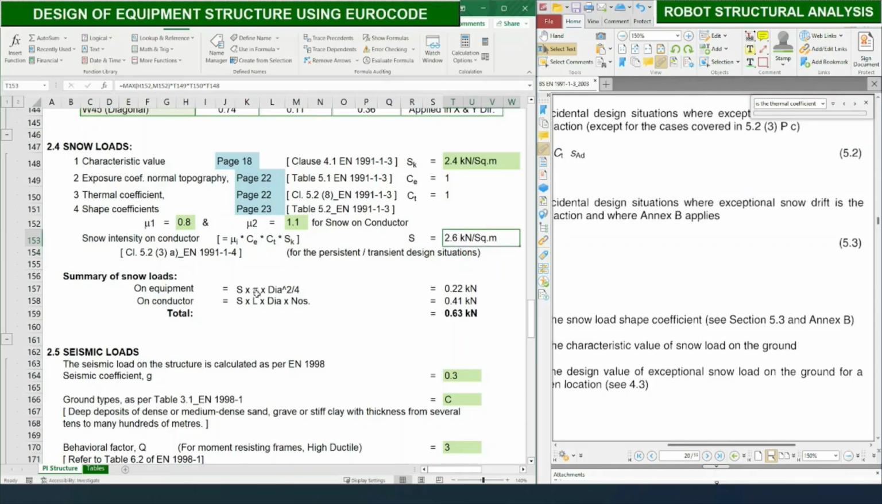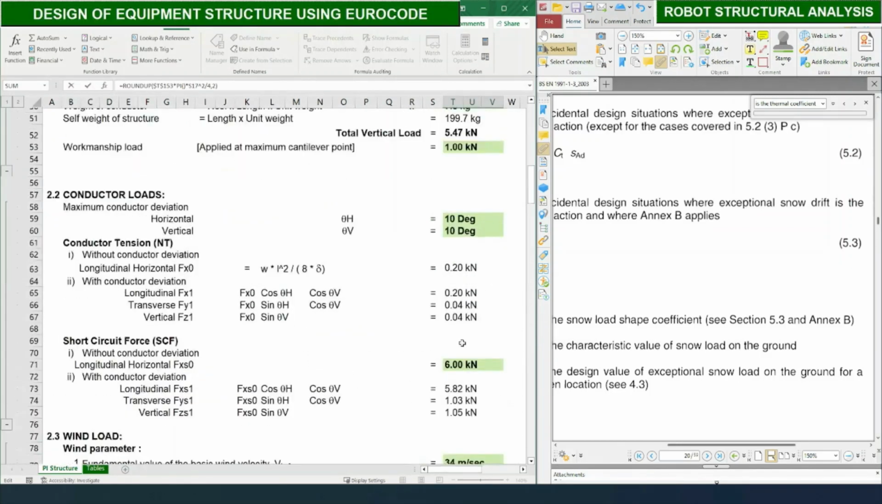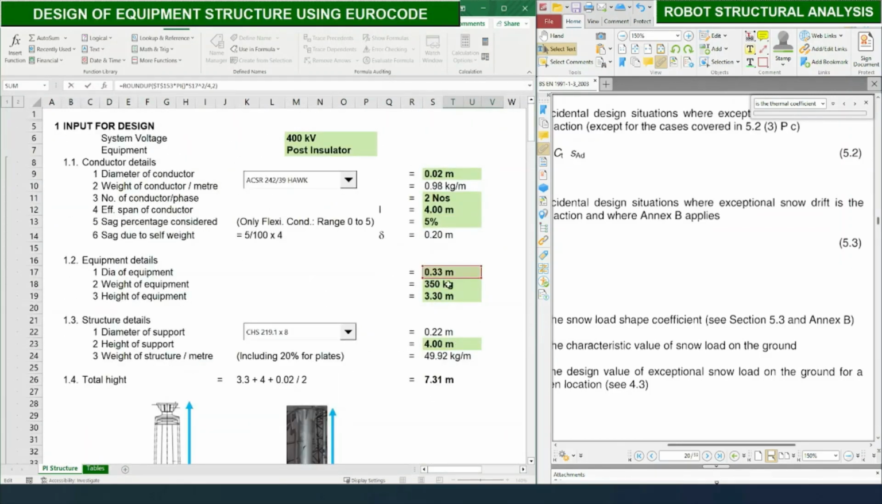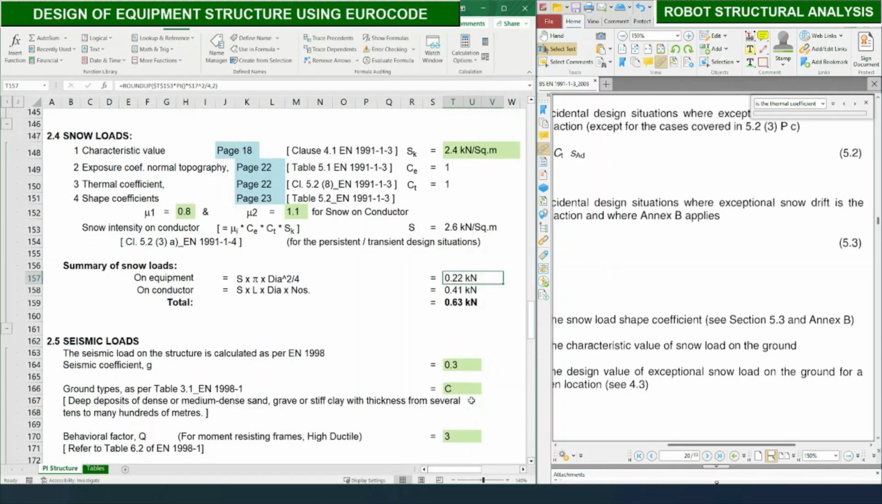Now this snow intensity we are going to apply on the equipment and conductor. For the equipment, we multiply it by pi D square by 4, because if you look at the equipment from the top, the snow load is applied only on the plan view. So we need to consider pi D square by 4, the plan area of the equipment. Multiplying by that, we get 0.2 kilonewton. We already know that 330 mm is the diameter of the equipment, that is the post insulator.